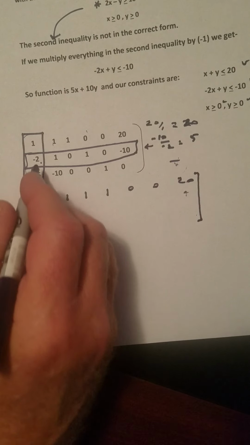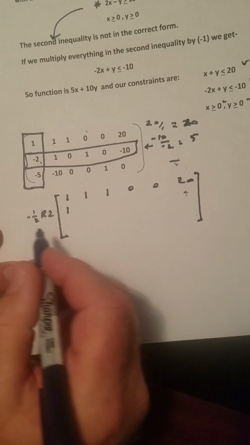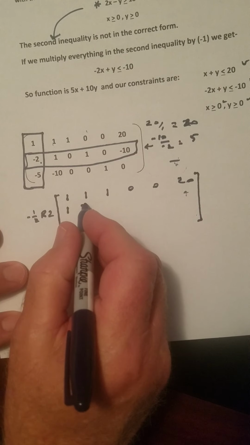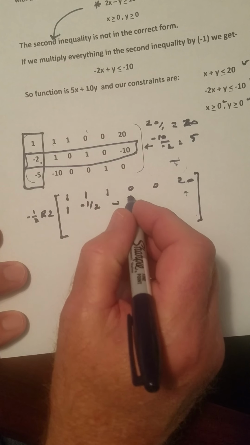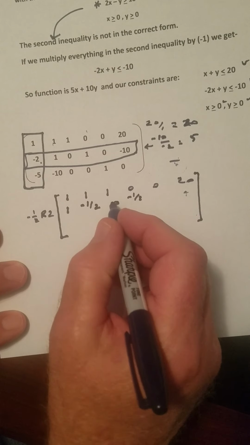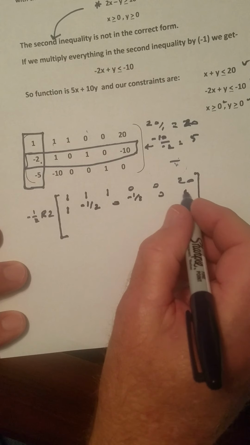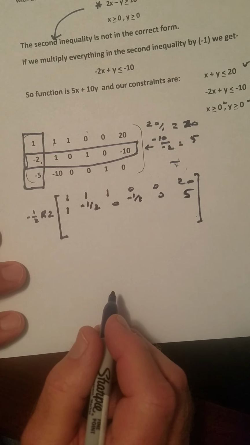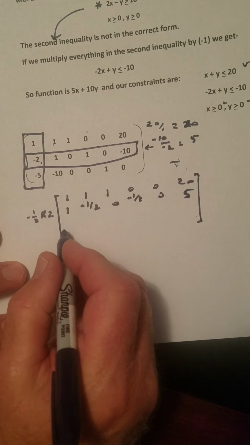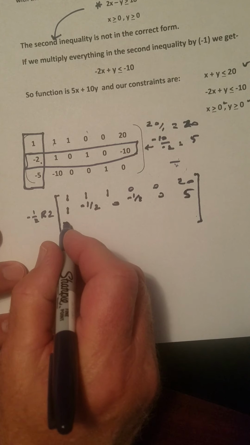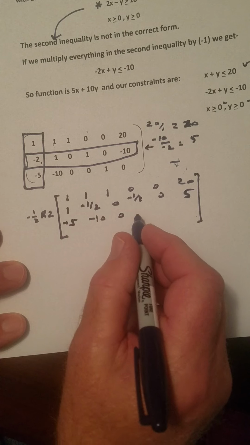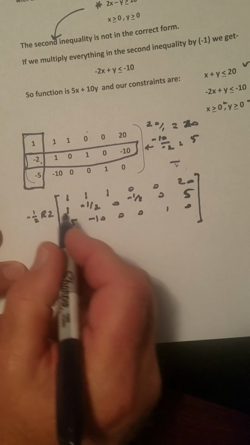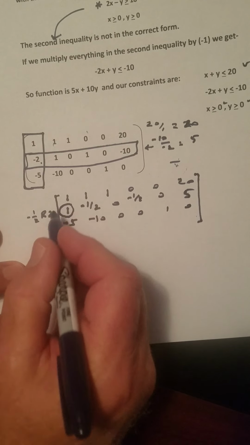Second row, negative 1/2 times negative 2 is 1. Negative 1/2 times 1 is negative 1/2. 0. Negative 1/2. 0. And this is going to be 5. And the bottom row stays the same. And I should circle that because that's going to be my pivot.